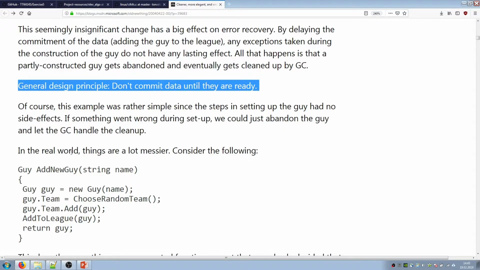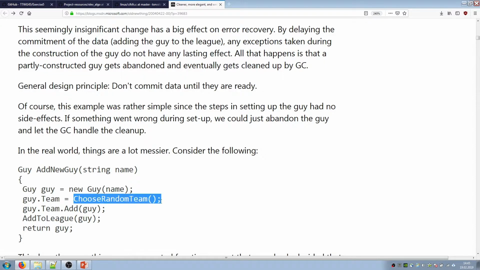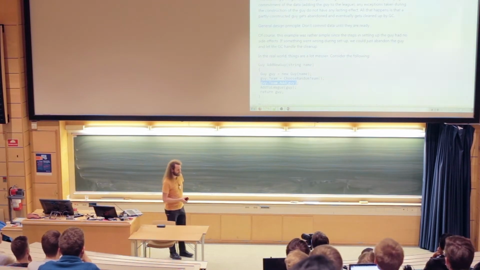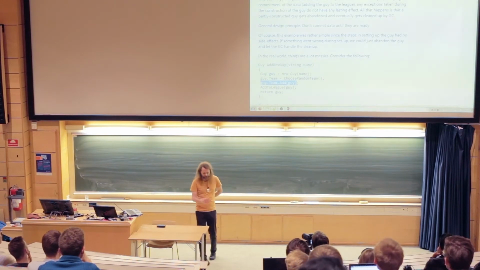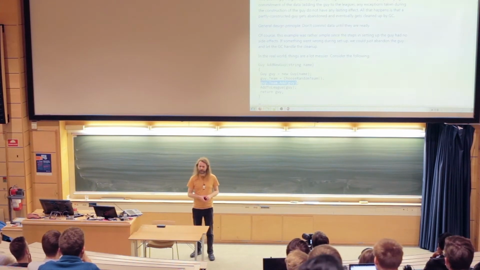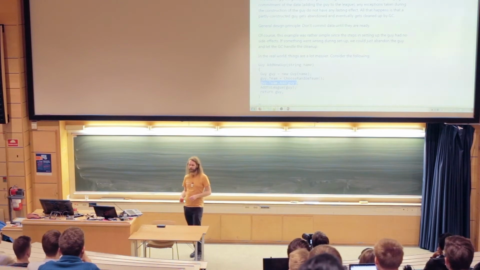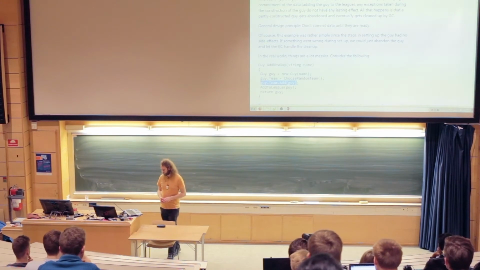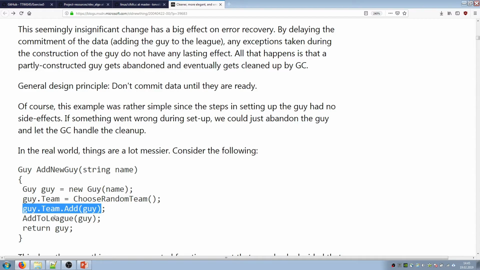Okay. In the real world, things are a lot messier. Consider the following. Choose random team, okay, this thing can fail. In this case, we don't just want to have the league table, but we want to have individual team tables. So we're adding him to the team table, and we're also adding him to the league table. But adding to either one of these two can fail and throw an exception. So we have this add new guy function. Adding him to a team can fail, and then adding him to a league can fail. And if this fails, then he's added to a team but not to the league. And that's undesirable.